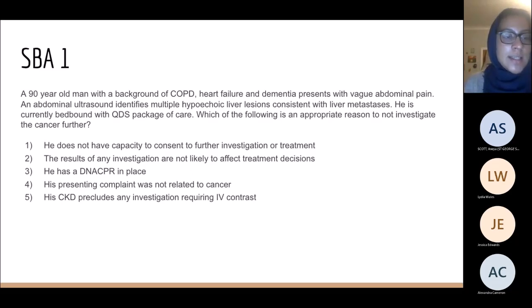So SBA1 is a 90-year-old man with a background of COPD, heart failure and dementia who presents with vague abdominal pain. An abdominal ultrasound identifies multiple hypoechoic liver lesions consistent with liver metastases. He is currently bedbound with QDS, so that's 4 times a day, package of care. Which of the following is an appropriate reason to not investigate the cancer further? So I'm going to give you guys about 30 seconds to answer this one. The poll is open.